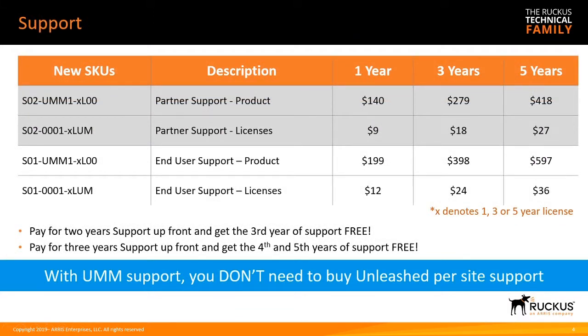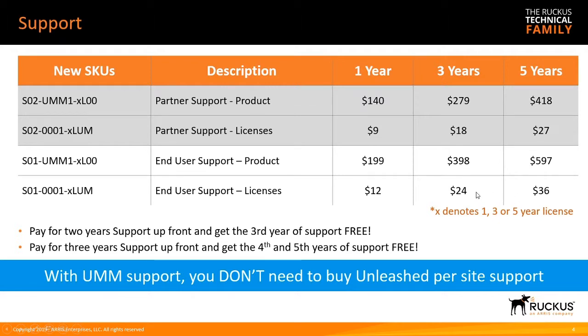So then we need support on that. And so there's partner support SKUs and end user support SKUs. Now, remember that if you're buying partner support SKUs, that means that you, the partner, are taking the first levels of support, right? The end user is not calling our TAC. You are escalating to TAC if you cannot resolve the problem. So more times than not, you're going to sell end user support. And there's a support SKU for the product itself, for Unleashed Multisite Manager, and then there's another SKU for the per AP license. Okay, so 1 year, 3 year, 5 year.